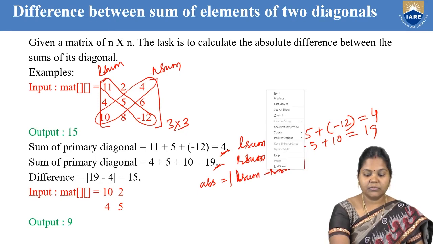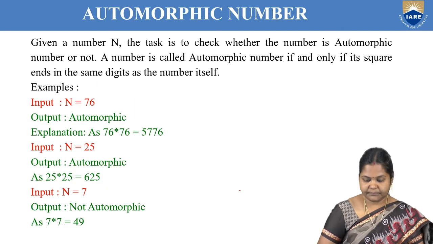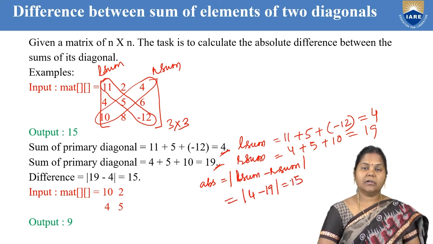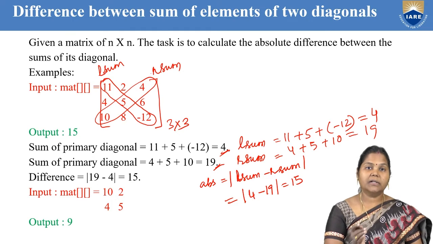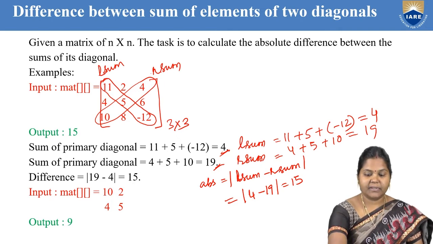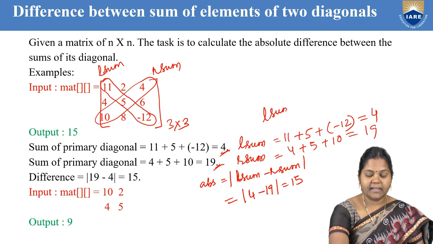Its mod, which is nothing but mod of 4 minus 19, which is nothing but 15. So, in our logic, after computing the left sum and right sum, we'll check if the left sum is less than the right sum. Here our L sum is less than the right sum.